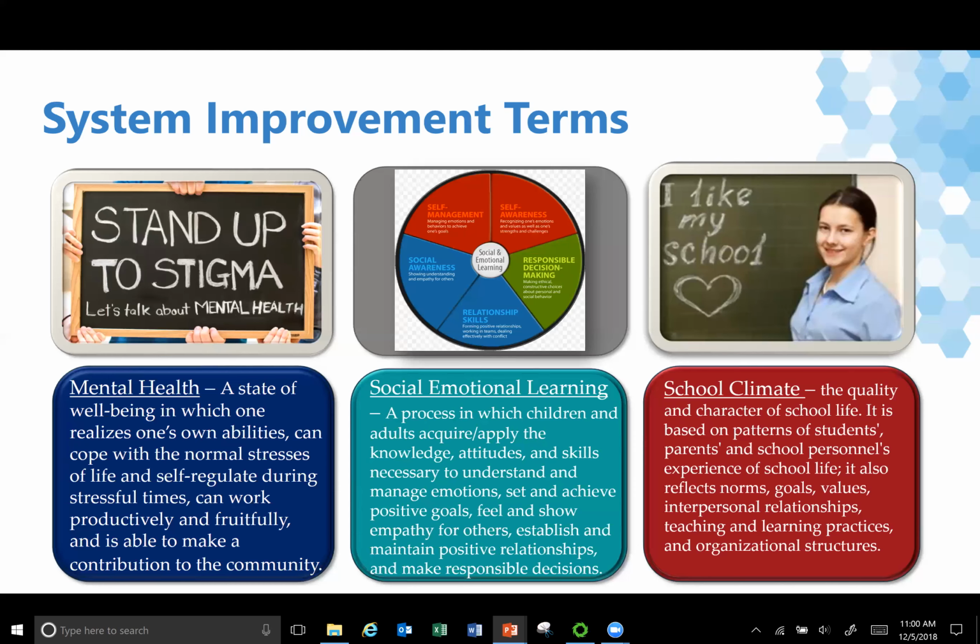Thank you, Mandy. Our definition of social emotional learning came from the National School Climate Center, just as an FYI, and then we, of course, take our school climate definition from the Collaborative for Academic Social and Emotional Learning, or CASEL, however you want to pronounce it.